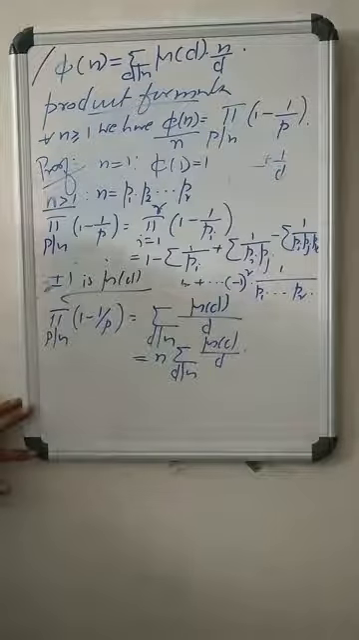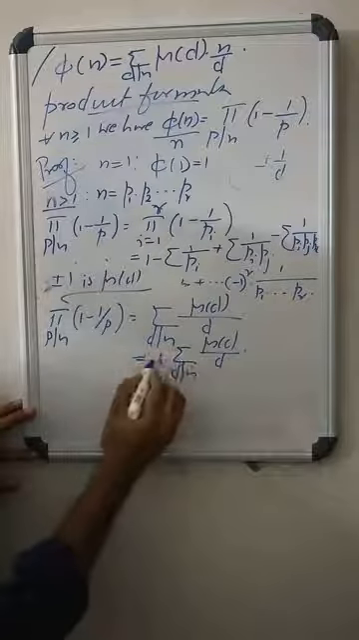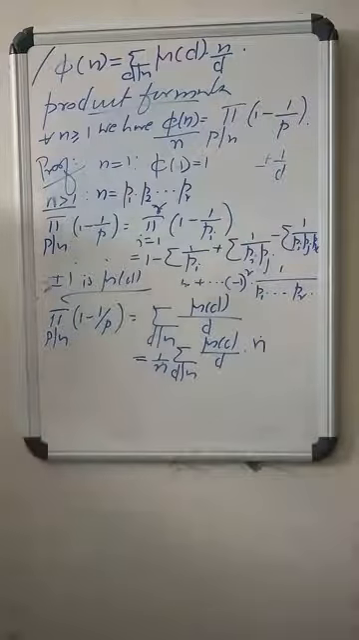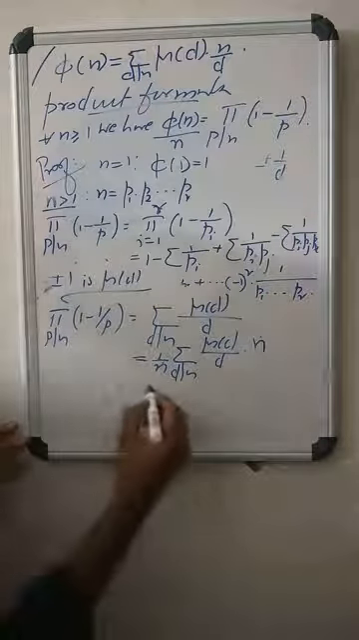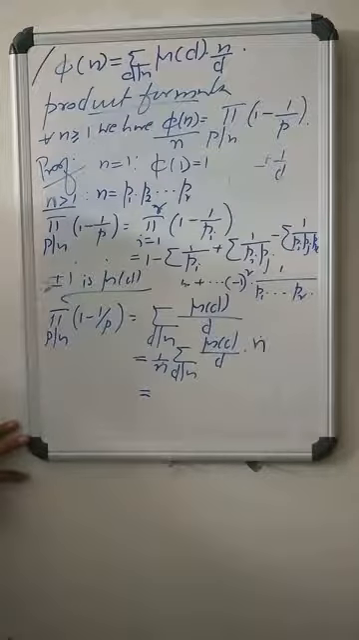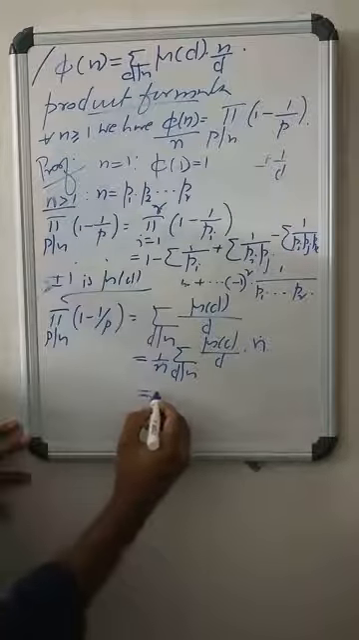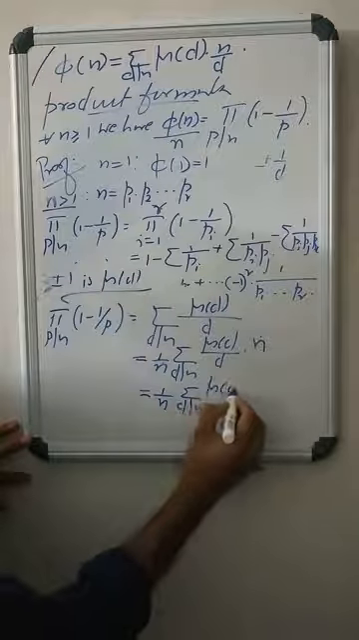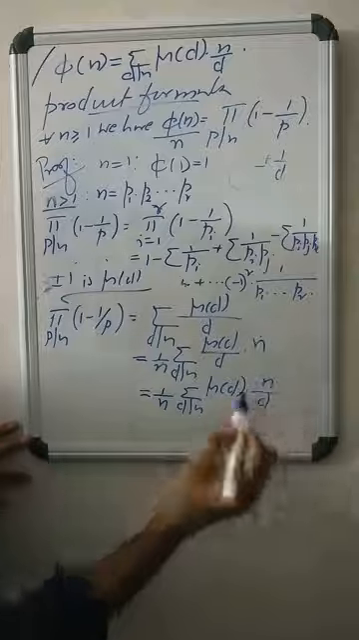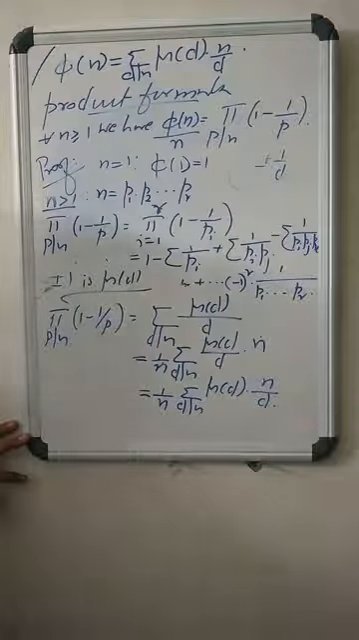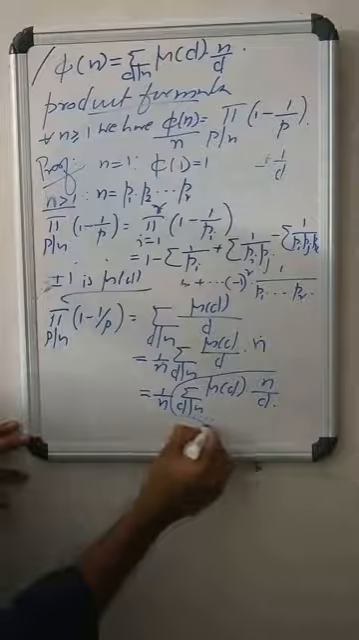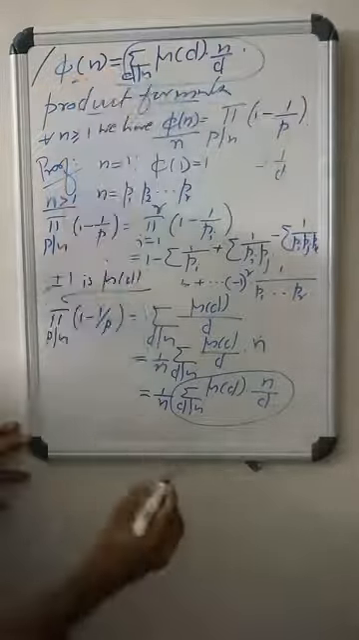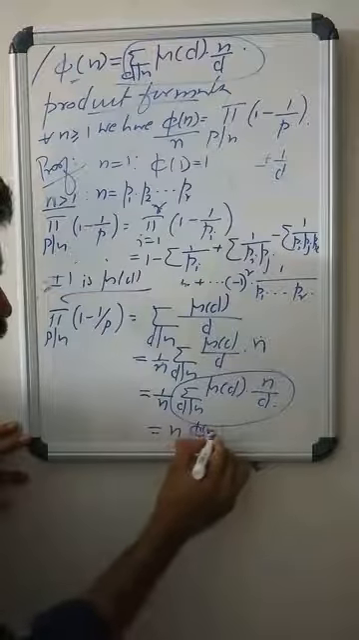Not n, 1 by n into the sum over d dividing n of mu of d by d into n. You can introduce n and 1 by n simultaneously. So that can be rearranged as 1 by n into the sum over d dividing n of mu of d into n by d. So what is actually this one? The sum over d dividing n of mu of d into n by d is nothing but phi of n. So it is 1 by n into phi of n.